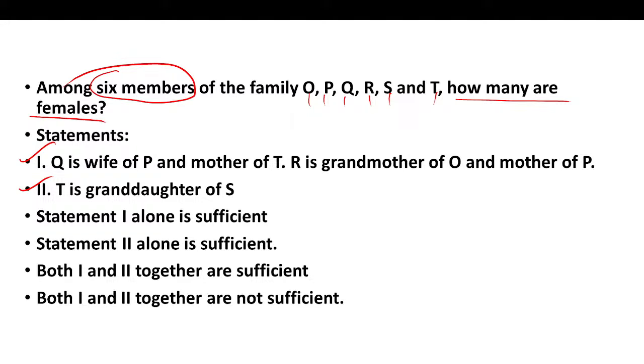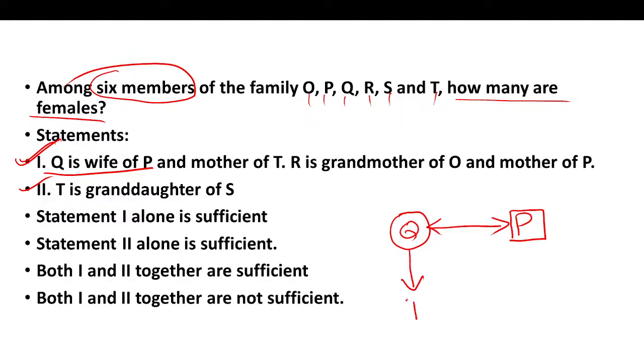Look at the first statement. Q is the wife of P. Q is a wife, female, of whom? P. Q is the wife of P and mother of T. So P is obviously male only. This Q is the mother of whom? T.